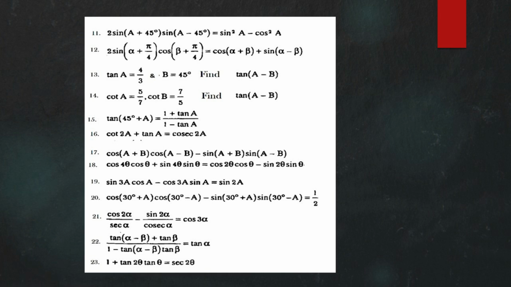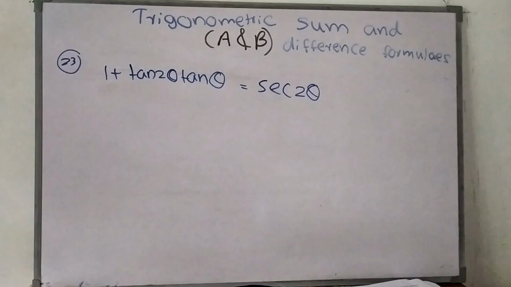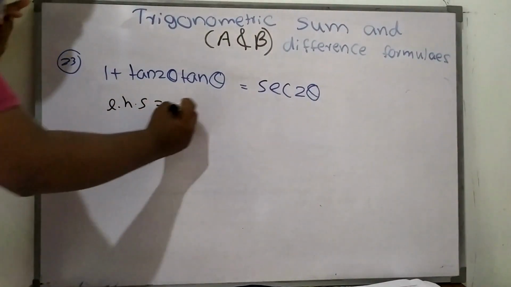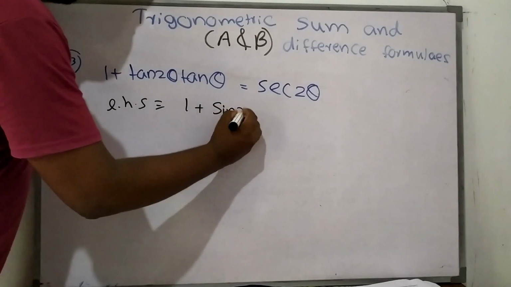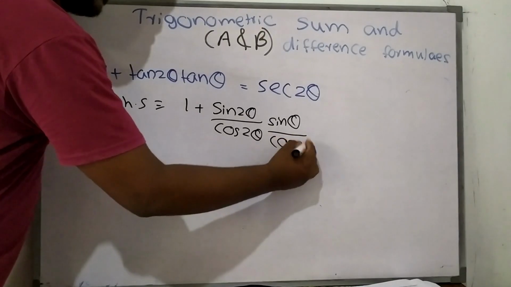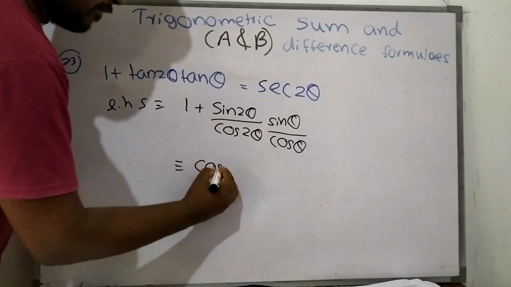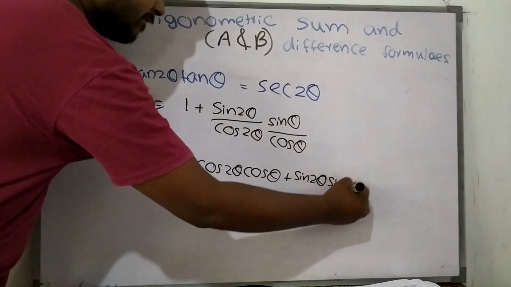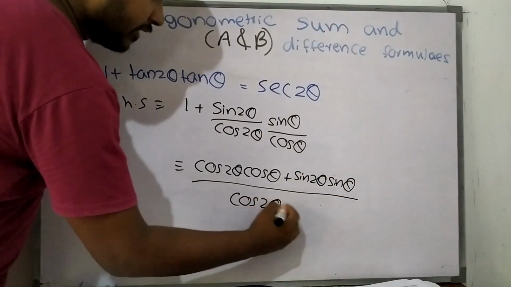Okay children, we'll see how to do this one. Tan 2 theta plus 1 should be equal to sec 2 theta. So how to simplify it? I'm starting again from the left hand side as usual. So I convert sin 2 theta over cos 2 theta, sin theta over cos theta. So take a common denominator: cos 2 theta cos theta plus sin 2 theta sin theta divided by cos 2 theta cos theta.